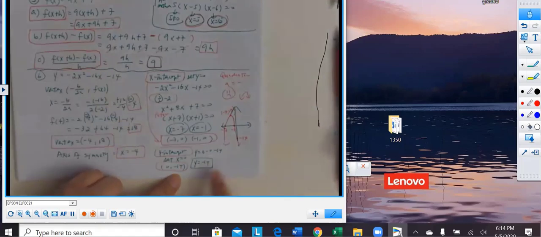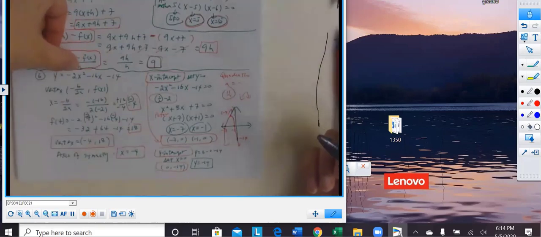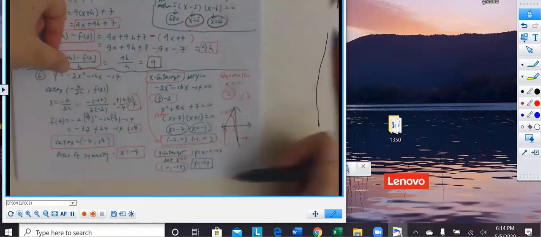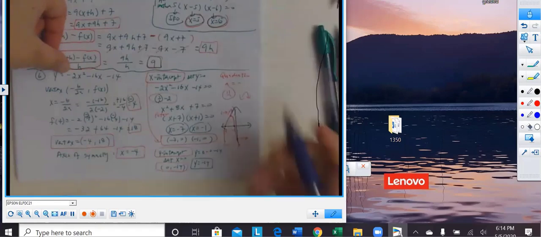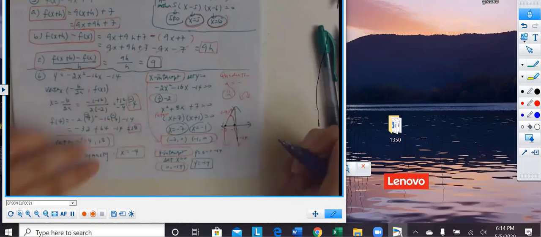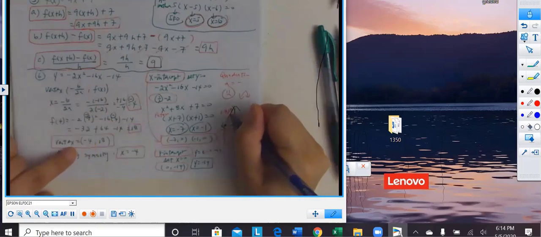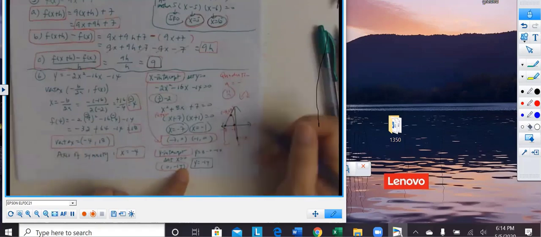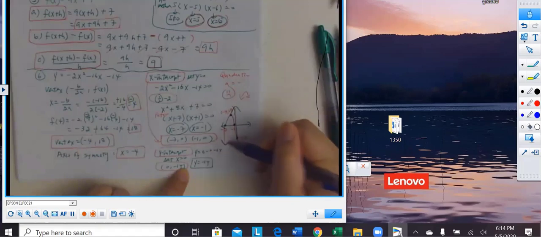Using all these points, you're going to form a parabola. Because this is a quadratic, x to the second power, with a negative, it's a sad face parabola that opens down. We found the x-intercepts were -7 and -1, and my vertex was (-4, 18). Then I found my y-intercept was -14. Using all these points, I form an open-down parabola for the graph.